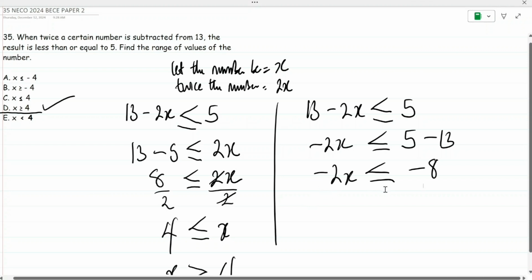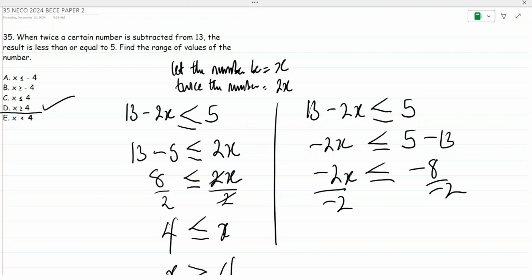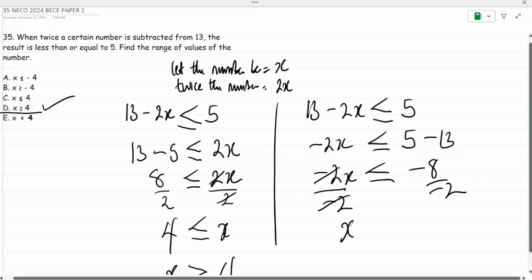Immediately we divide both sides by not just 2, but also with the minus, the positioning of the sign changes. It flips to the other side. So we are dividing by minus 2 and minus 2. This minus 2 cancels this minus 2. You have x, then the sign, immediately you've done this, changes from where the pointed part is facing x to flipping to the open part facing x in this way. Then minus divided by minus is plus. Then 8 divided by 2 is 4.